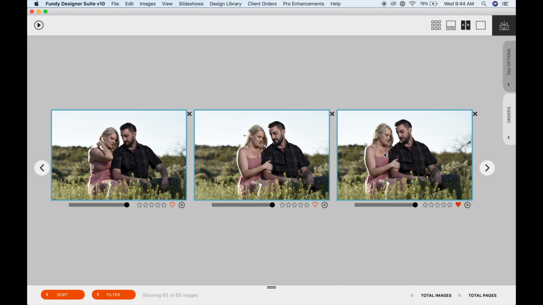Right, and I know some of our clients have also mentioned that they just love this tool. They love being able to see and visualize the two photos side by side to really see which one they prefer.